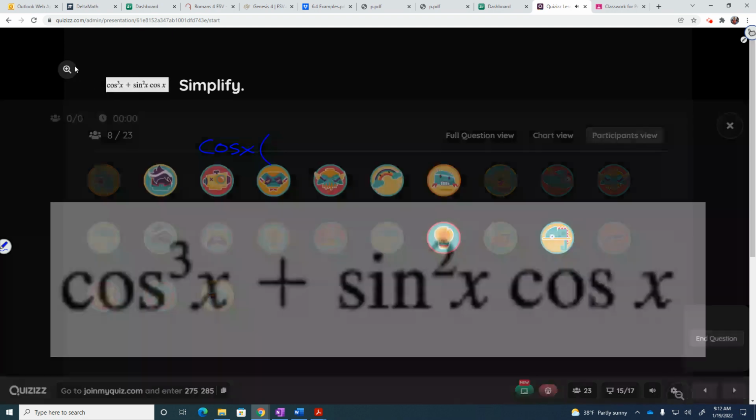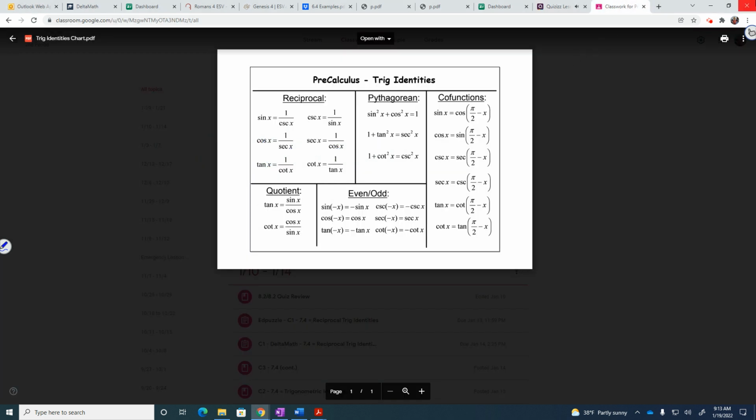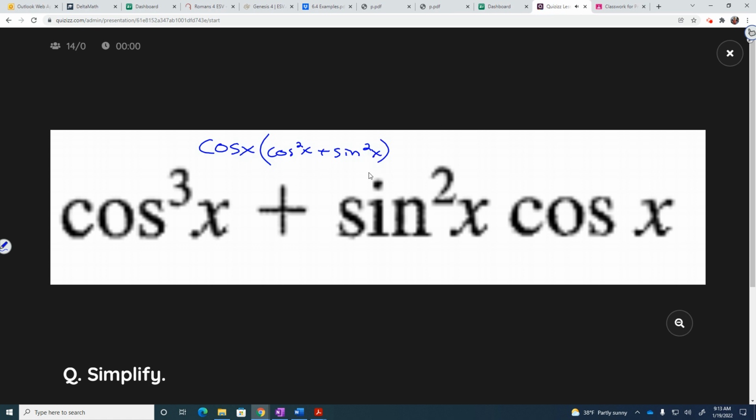Yeah, if you pull one cosine out of here, you'd be left with a cosine squared. If you pull this cosine out, you'd be left with sine squared. So cosine times cosine squared plus sine squared. This is an identity, so it's actually easy at this point. But you gotta now pull out that cosine. I'm gonna say sine squared plus cosine squared is 1. So then you just have cosine times 1.